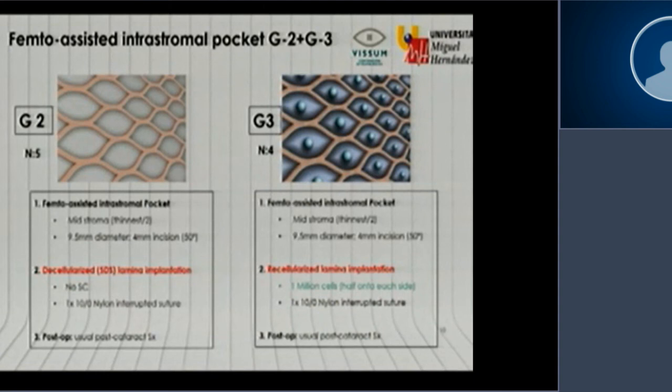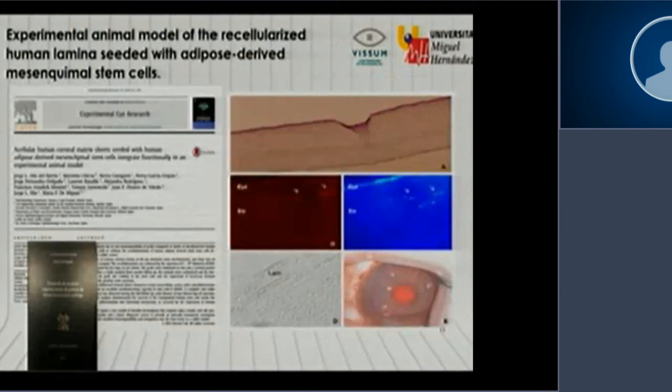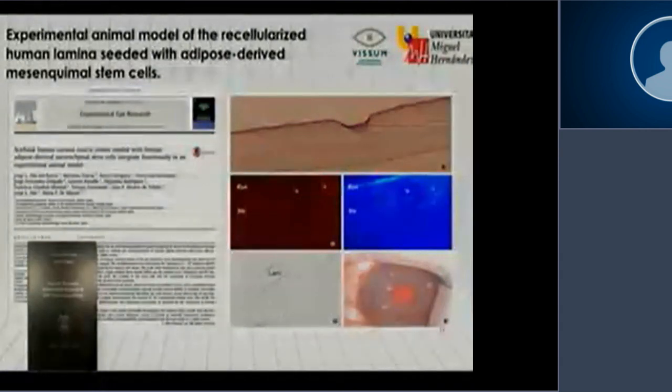The study was consecutive, non-randomized, so the patients were consecutively operated, and the post-operative treatment that we followed was the normal one that we use for cataract. And the fundamentals of this were based on this basic study. So this was the experimental animal model in which we had the evidence that we could repopulate these laminas with the cells in a way that kept the structure transparent.